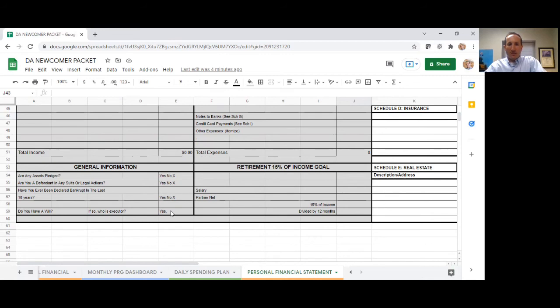And list the executor. So if it's your dad or your friend or your buddy that was in your wedding, whoever that person is, list it there.